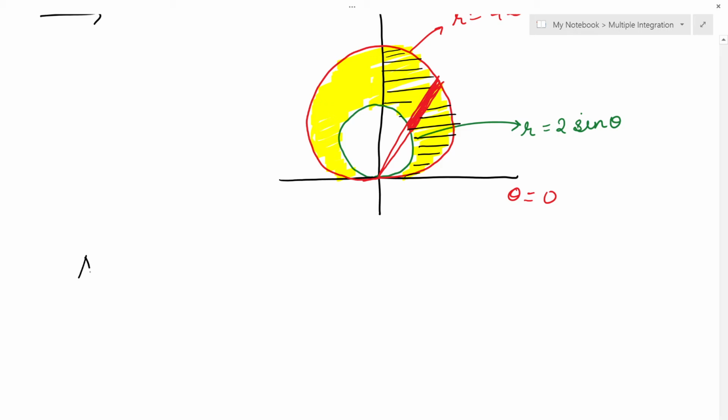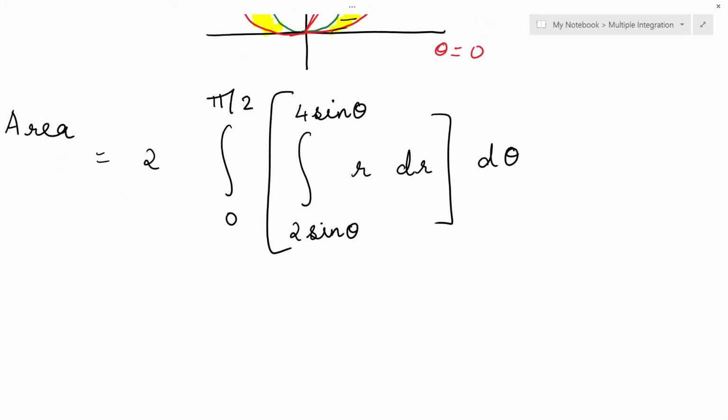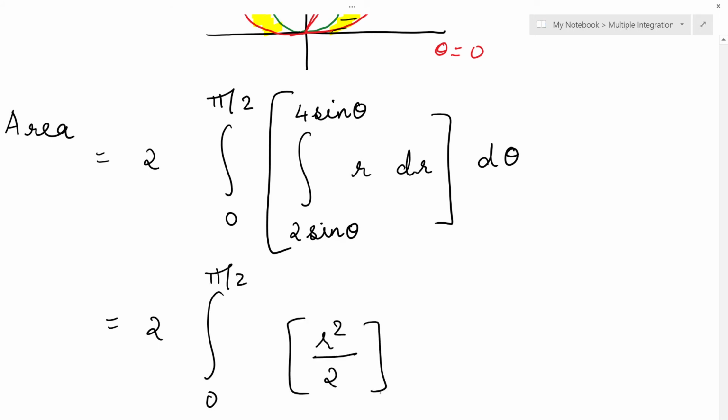Right? So now the area will be nothing but 2 into the integral of the angle 0 to pi by 2, and the lower limit will be 2 sine theta. The upper limit will be the red circle, 4 sine theta, and r dr d theta. First we will integrate with r and then with theta, because in polar form I always integrate with r first and then with theta. So let's integrate this. This will be r square by 2, with limits 2 sine theta and 4 sine theta.